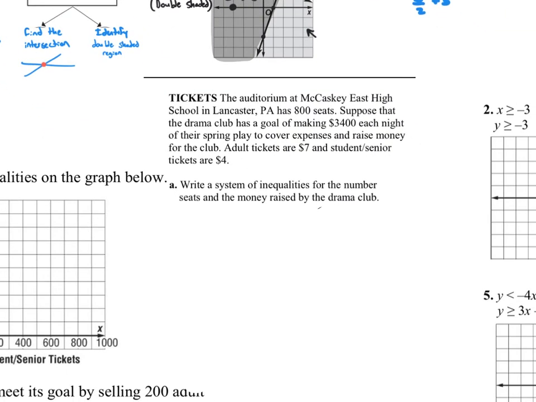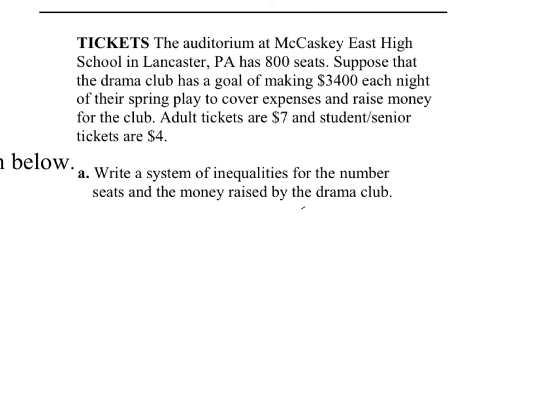Some scenarios that this can help us take down would be something like this. The auditorium at McCaskey East High School in Lancaster, Pennsylvania has 800 seats. Suppose that the drama club has a goal of making $3,400 each night of their spring play to cover expenses and raise money for the club. Adult tickets are $7 and student/senior tickets are $4.